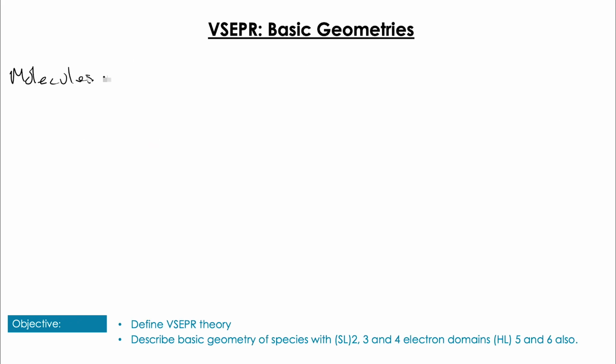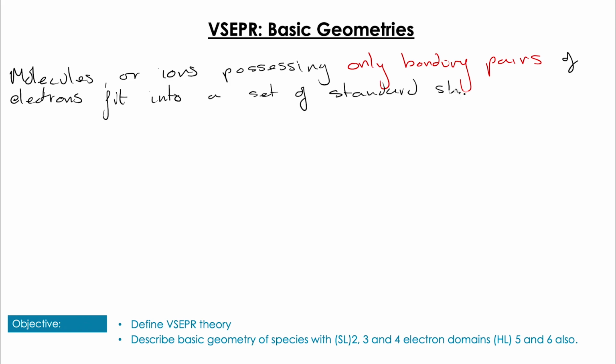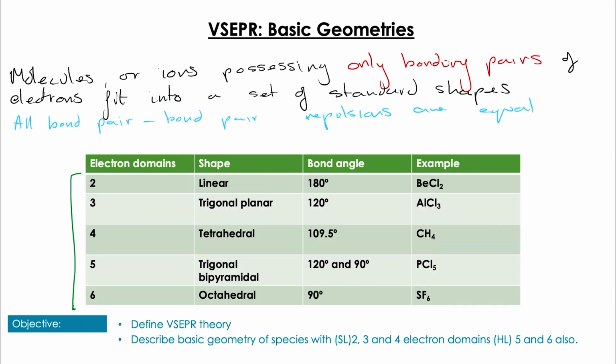So how many of these are there? Well, molecules or ions that only possess bonding pairs of electrons, as in they do not have any lone pairs of electrons, fit into a standard set of shapes. And this is because all bonding pair to bonding pair repulsions are equal, so we have a predictable template for the shapes that are formed. Now these are summarized in this table, where we have the number of electron domains, the corresponding name for that number of electron domains, and the bond angles of the molecules that are formed, with an example on the right hand side.